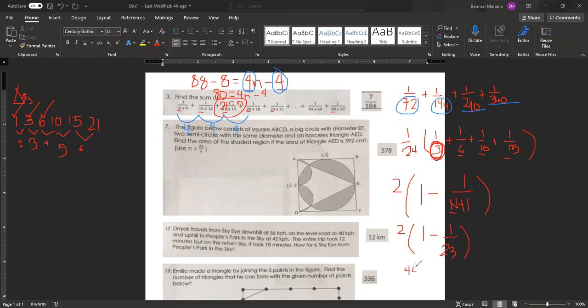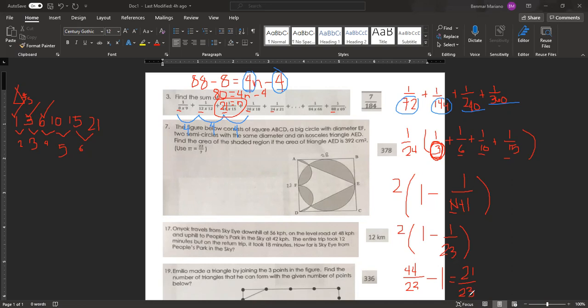But notice this one, 44 over 23 is the sum of the first 22 triangular numbers. Notice, we don't have 1 over 1 here. We started with the second number of the triangular numbers. So what we need to do is to subtract 1 over 1, or simply 1. So 44 over 23 minus 1 would be 21 over 23. This is not the answer yet. That is why I really don't want to explain this one, because it's really long.